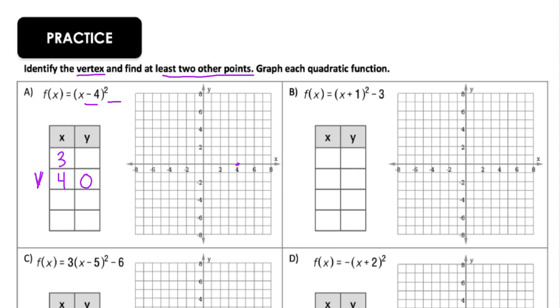So I might pick 3 and 5. And because of symmetry, I know they're going to come out the same. So when I plug in 3, I get 1. That means 5 is also at 1. And then I might choose one more point, like 6. When I plug in 6, I get out 4. So I can plot a point at 6, 4. I can also reflect that one over that axis and make my parabola from there.